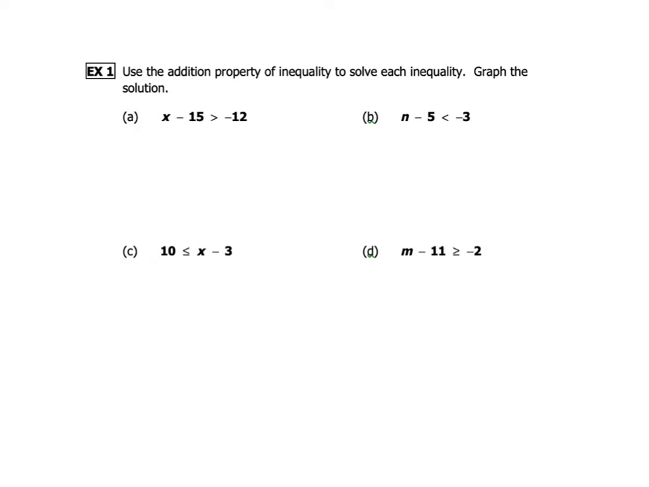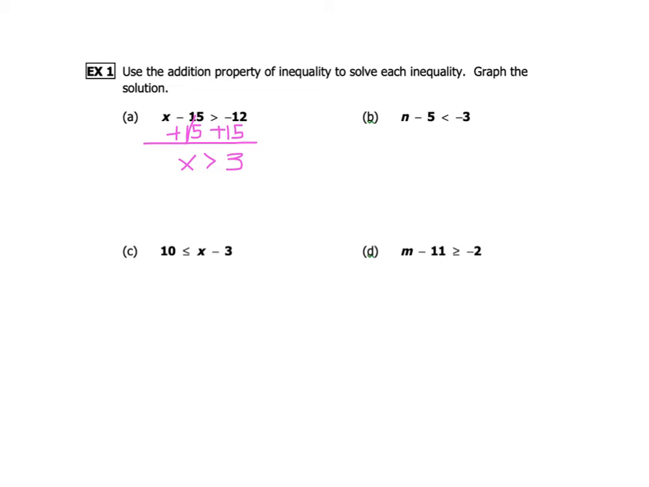Similar to when we were solving equations, these are one-step inequalities. We actually go about solving them in the same way. We want to get the variable by itself, but on the left-hand side. So if you look at our very first example here, x minus 15 is greater than negative 12. We're going to add 15 to both sides. The 15s cancel, and we're going to have x is greater than 3.